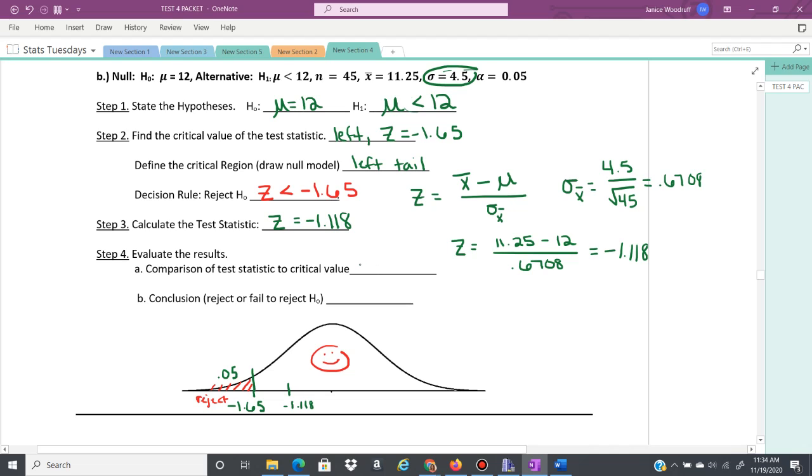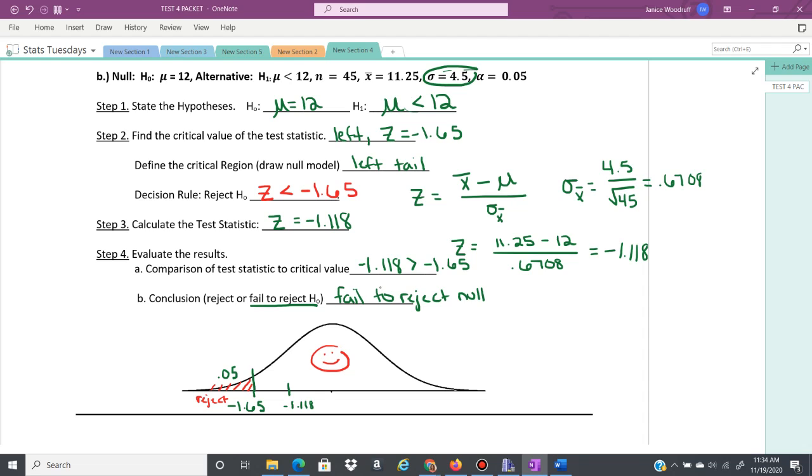Okay, so if I do the comparison, negative 1.118 is actually greater than negative 1.65, which means I am going to choose the second option here. So we don't say accept the null hypothesis. We say we are going to fail to reject the null hypothesis. Okay, which is the same thing as accepting it. It's just not how we say it.